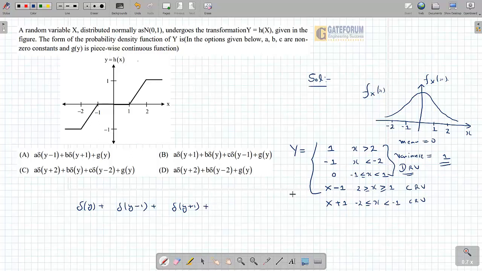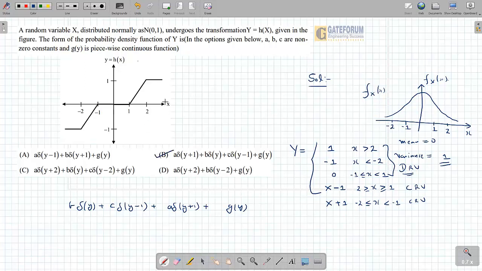Plus some continuous function which is representing this continuous random variable. So that could be, if you see here, let's say it is g of y. We need to worry about the forms. And these constants, of course, we can find, but here a, b, c are given. So the form here is you can write this as a, you can write this as b, you can write this as c. Of course, a, b, c values are not required to be found. So the correct answer for this will become option B.